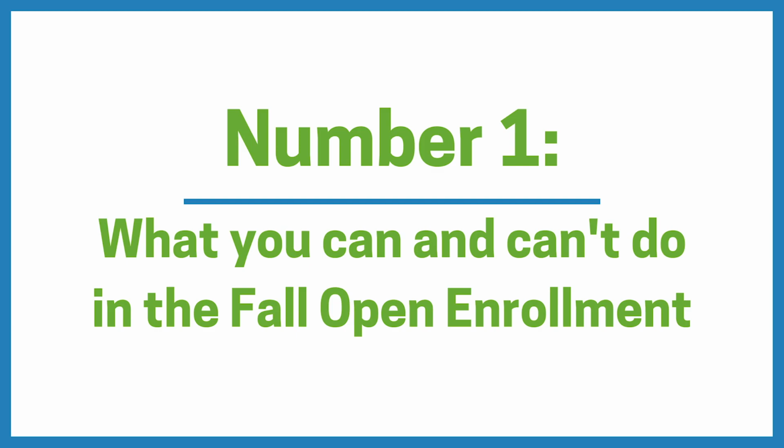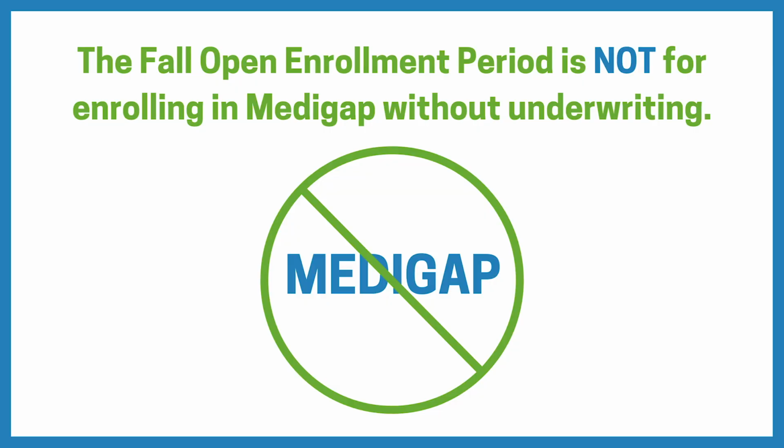Number 1. The Fall Open Enrollment is for changing, enrolling in, or disenrolling from a Medicare Advantage plan or a drug plan. It has nothing to do with your Medigap plan because Medigap plans do not change their benefits from year to year like Advantage plans and drug plans do. This is not a time to enroll in a new Medigap plan without having to answer health questions. So to minimize how much you have to do in reviewing your coverage in the fall, leave your Medigap plan out of the equation altogether. Nothing is happening with that plan during the Fall Open Enrollment.